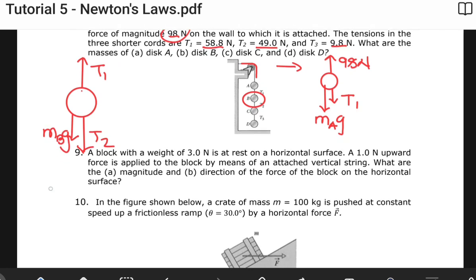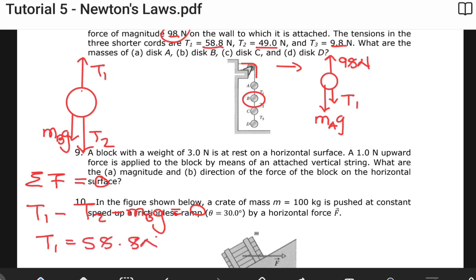So when you look at the sum of the forces present here, again, this mass is not going up, it's not going down. So sum of forces has to be equal to 0 because the acceleration is 0. So here there are three forces again. T1 goes up, so we're going to have T1 minus T2 goes down, and then mbg goes down. This has to be equal to 0. We know what T1 is, just like before. T1 is 58.8 and T2 is 49 newtons, 49.0.